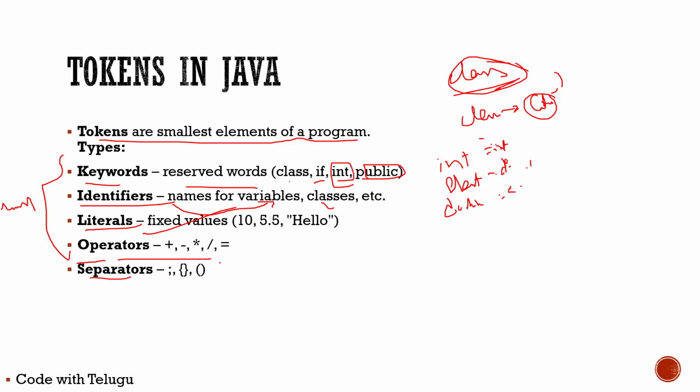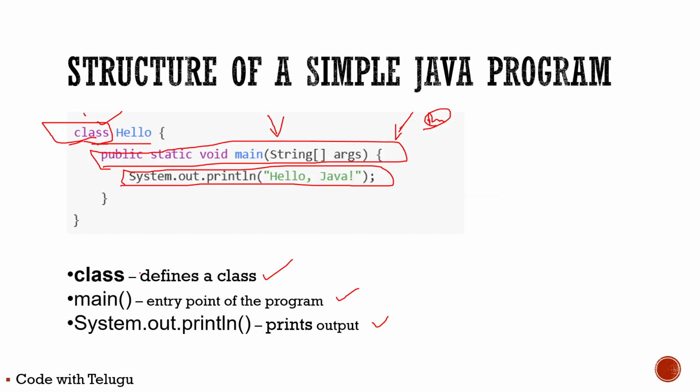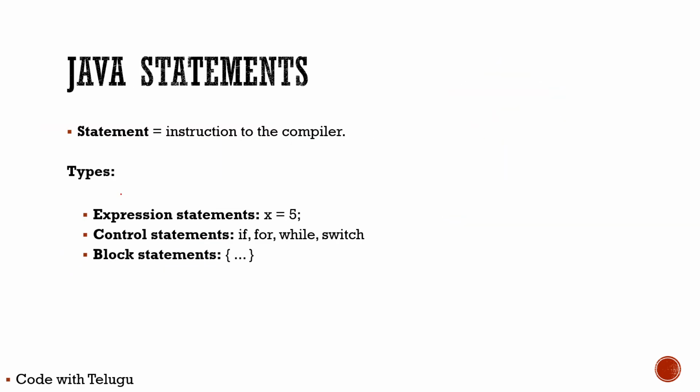Operators. There are some operators in the second unit, we can learn them in the next two sessions. And separators. In a Java program we are using some brackets. Brackets means a block of code. They are used to define the block of code.